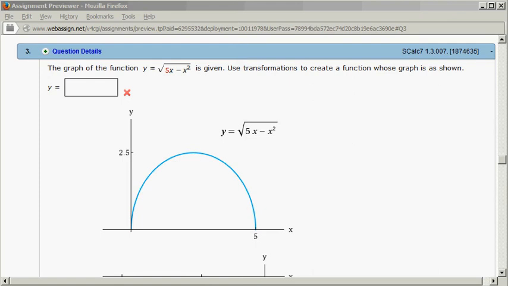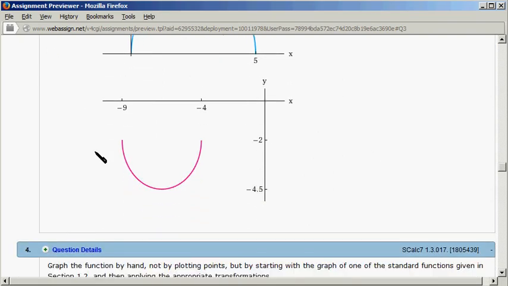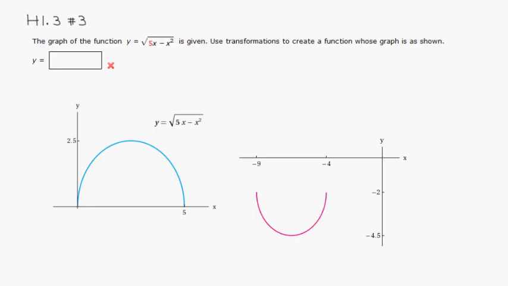Alright, let's look at homework 1.3, problem number 3. We have this graph given, the function y equals square root of 5x minus x squared. So this is the graph of the original function, and what we want to do is get the formula for the function whose graph looks like this. Alright, so let's do that. We're going to start with this, and then we want to end up getting that.